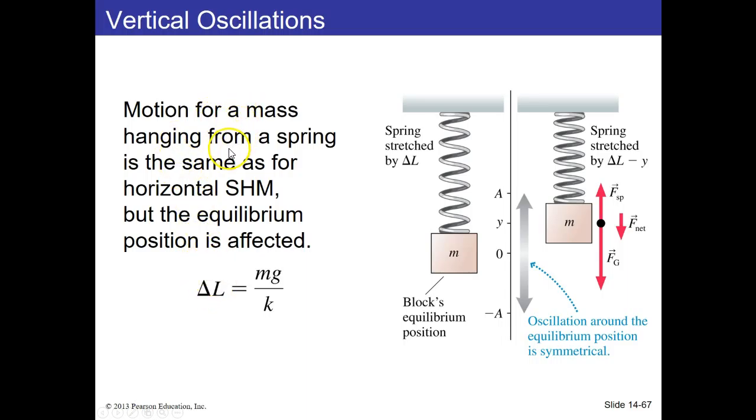For this thing, the motion of a mass hanging from a spring is the same as it is for simple harmonic motion, but that equilibrium position is a little bit different. So remember, you can start at A and then move it down to 0, and it will oscillate between the two. And so here we're going to say that the change in length is equal to mg all over k. And here the string is stretched by delta L minus y.